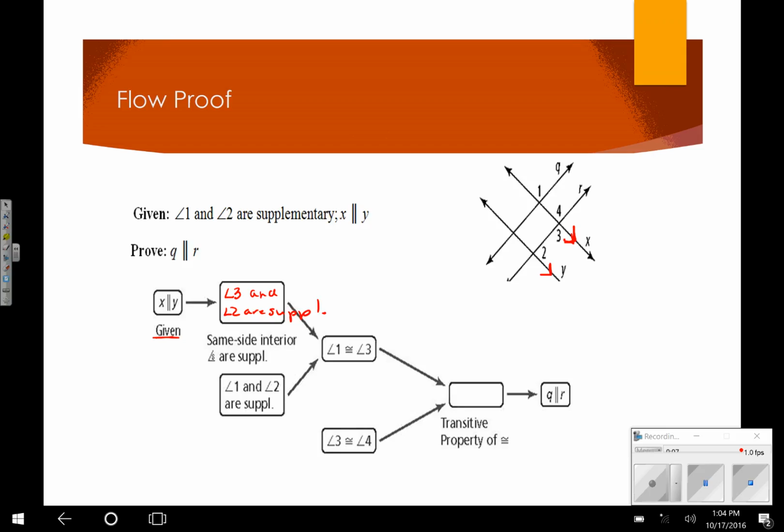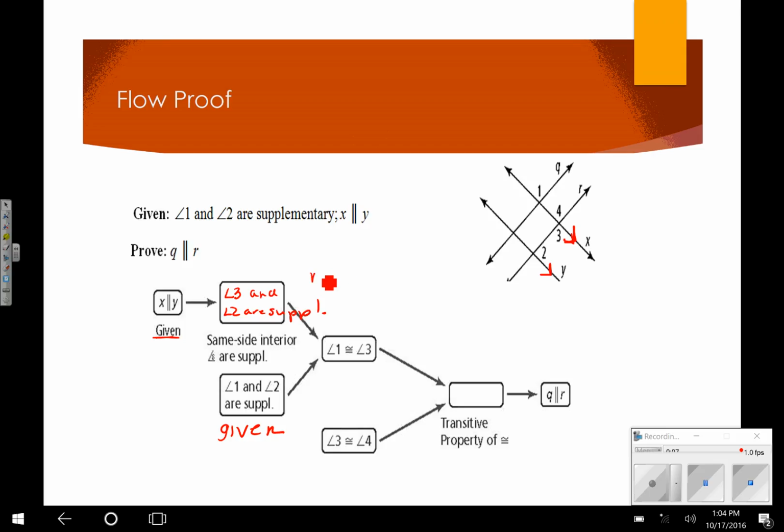Okay. 1 and 2 are supplementary is a given, so we're going to write given underneath that. So basically, those two reasons together, which is why they're stacked, because we're going to take them together, is going to give us 1 is congruent to 3. The reason I don't like this is because it leaves out a whole bunch of steps.